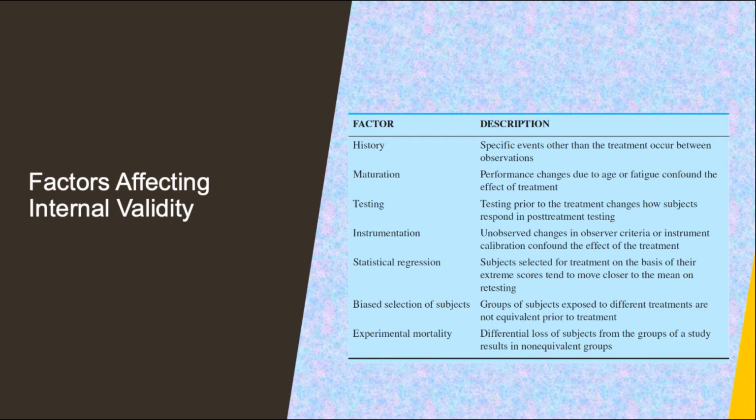The final one is experimental mortality, which refers to the differential loss of participants from a group in a study. For example, imagine that some people drop out of the study because of frustration with the task. A group exposed to difficult conditions is more likely to lose its frustration-intolerant participants than one exposed to less difficult conditions. Any differences between the groups in performance may be due as much to the resulting differences in participants as to any difference in condition.